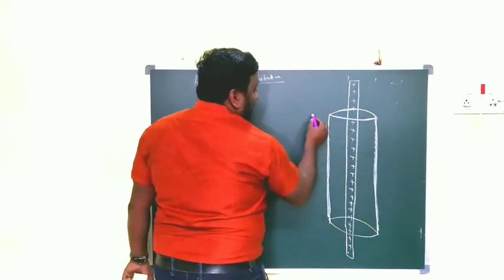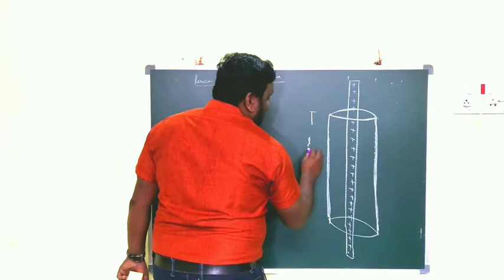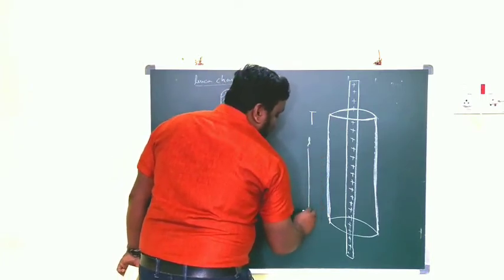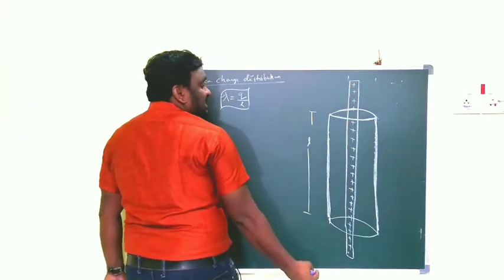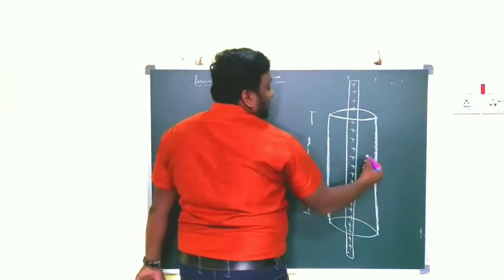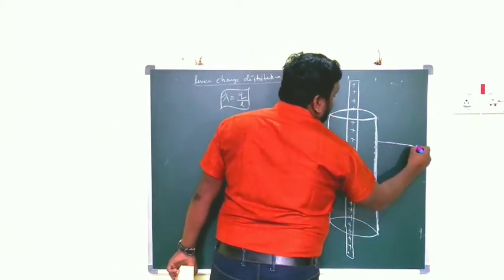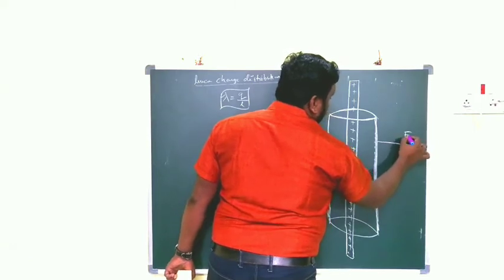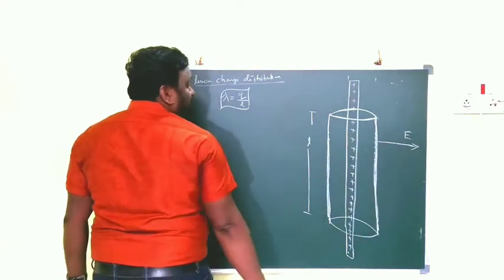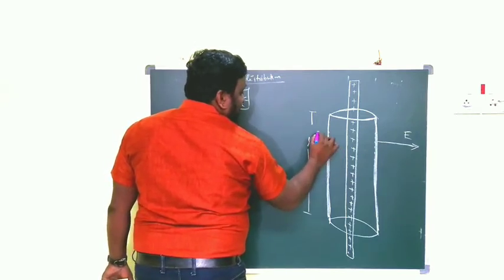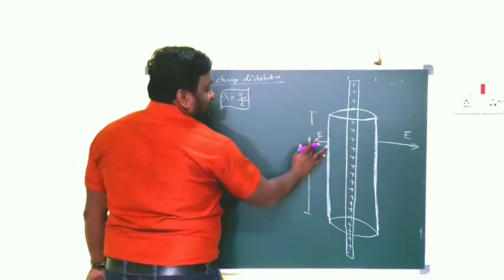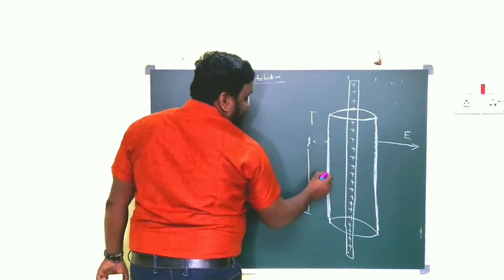Here I am taking the length of the Gaussian surface as L. And since this is a very long straight current carrying conductor, the electric field should be radially outwards, because it has positive charge. The electric field is radially outwards. So we are showing it like that.